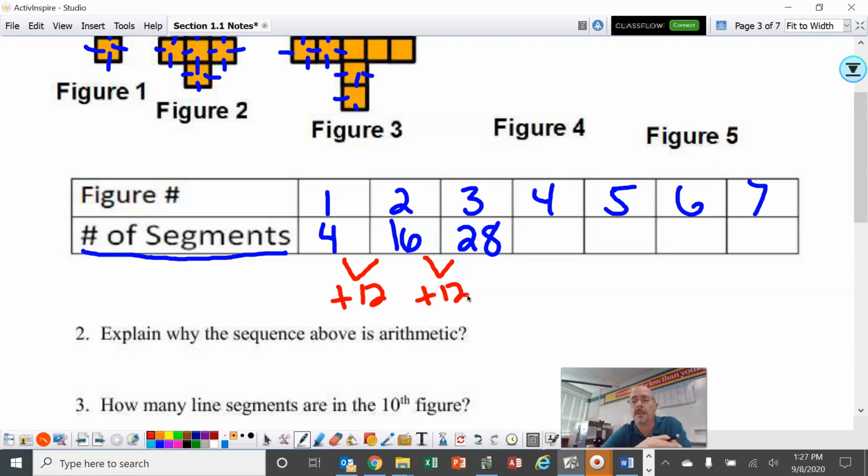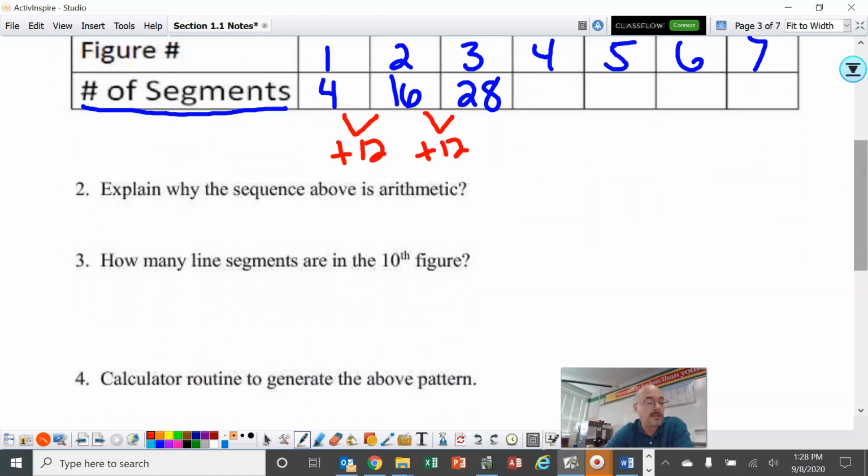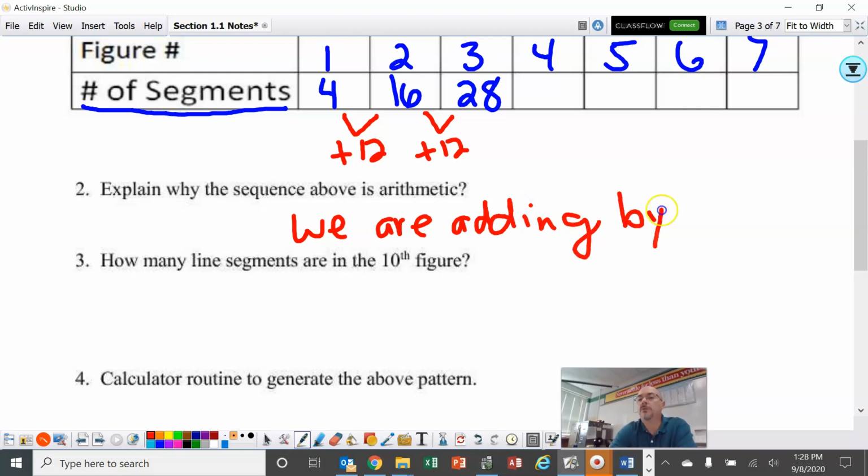The point I was trying to make, ladies and gentlemen, is you never know if it's going to be exactly the same. That's why I didn't want you to write it at first. But now go ahead and write it because they are the same. If they were different, we'd have to try something else. And we'll get to that. So this pattern, we're good. They're the same number. We're adding 12. So explain why it is arithmetic. We are adding by 12.